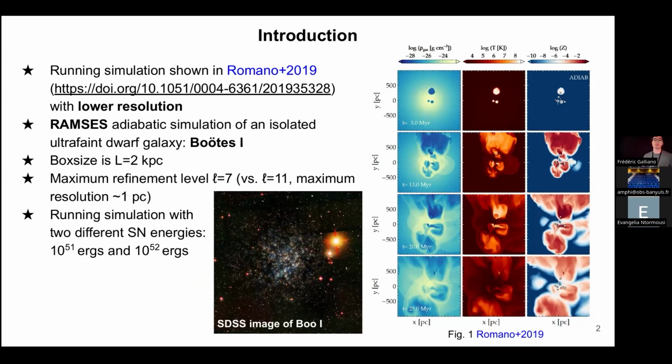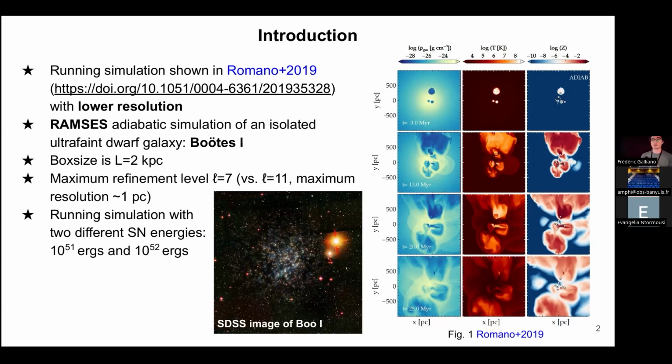For that, they performed simulations where the galaxy was based on the dwarf galaxy Virgo 1, which is shown here in the beautiful image from the Sloan Digital Sky Survey. They used a box size of 2 kiloparsecs. On the right-hand side, you can see some of the results from the paper: on the left there's the density, in the middle the temperature, and on the right the metallicity, and it is shown how it evolves over time.